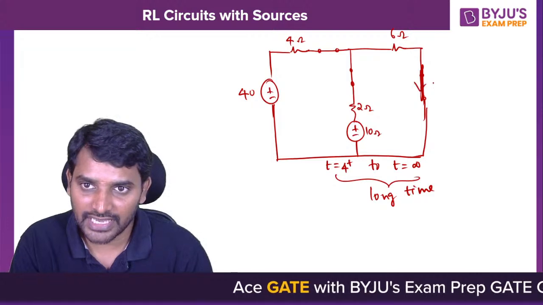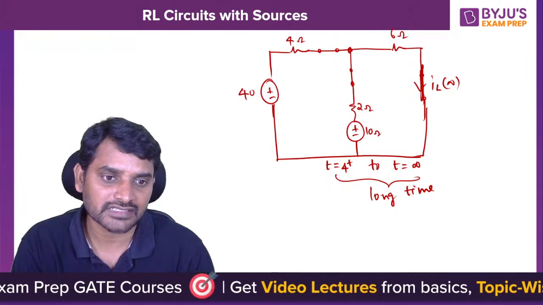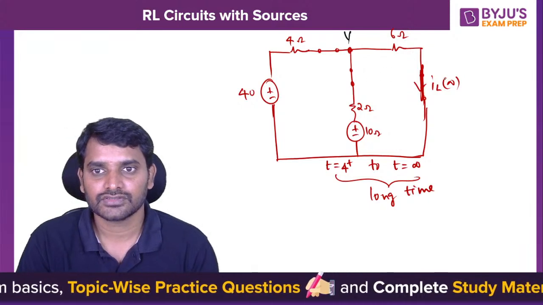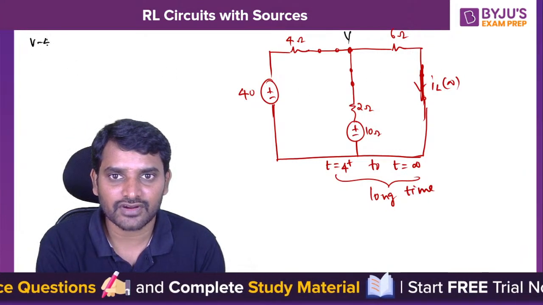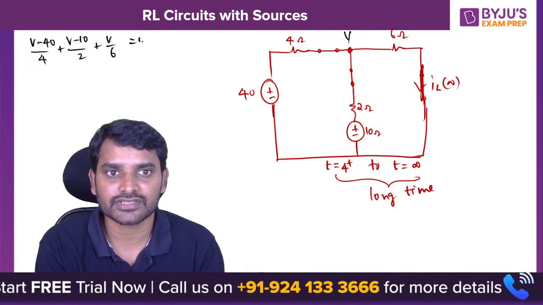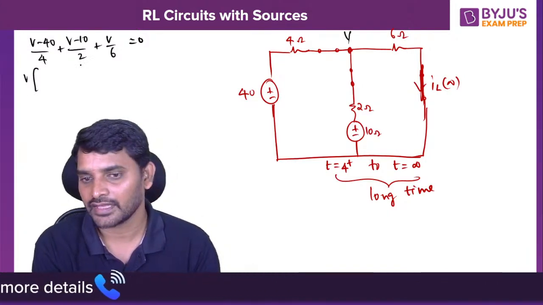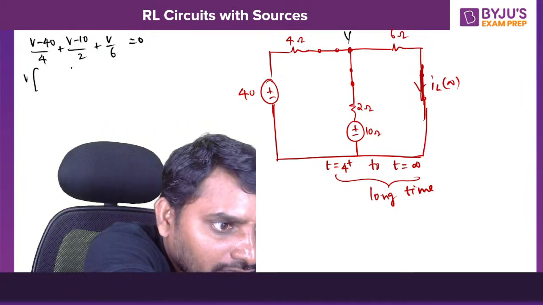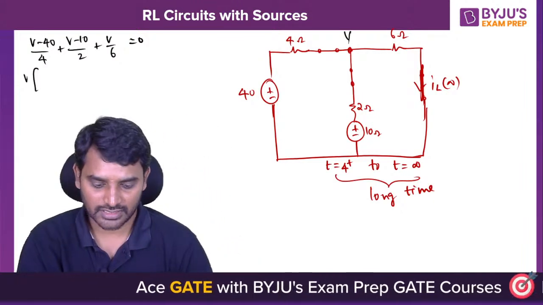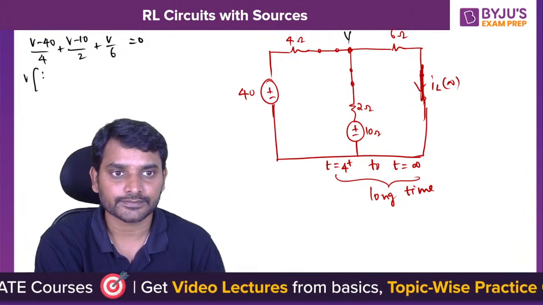So how do we calculate this IL of infinity current now? You can use nodal analysis or mesh analysis. Using nodal analysis: (V minus 40) divided by 4, plus (V minus 10) divided by 2, plus V by 6 is equal to 0. Taking V as common: 1 by 4 plus 1 by 2 plus 1 by 6. 1 by 4 plus 1 by 2 is 3 by 4. 3 by 4 plus 1 by 6, I'm getting 11 by 12.